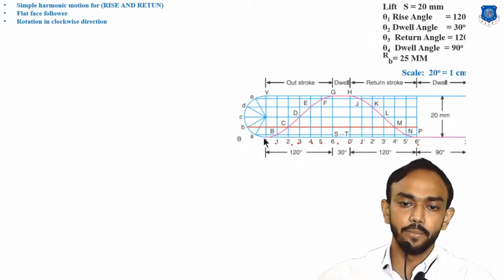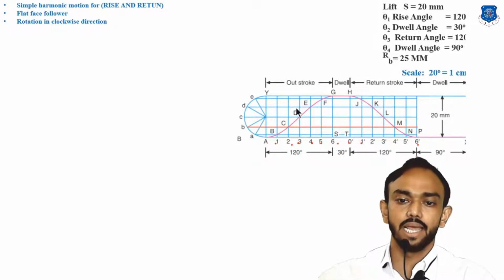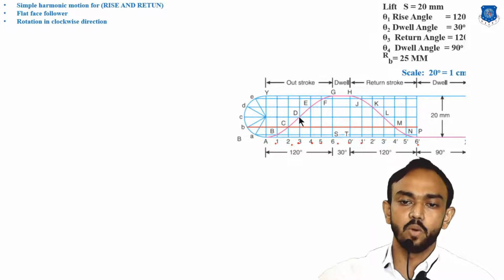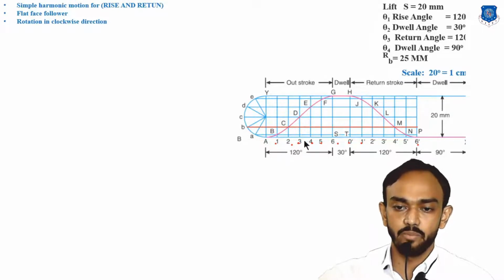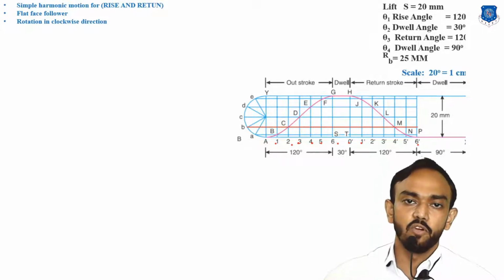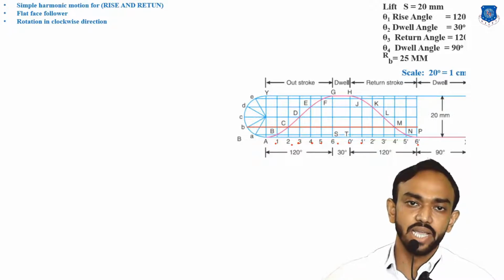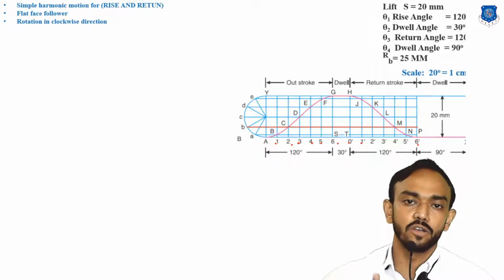which vertical line depends on this. Like if you are going to C, that means the third vertical line, so this point will be D, E, F, and make this graph. For the displacement diagram, check my older video on simple harmonic motion.